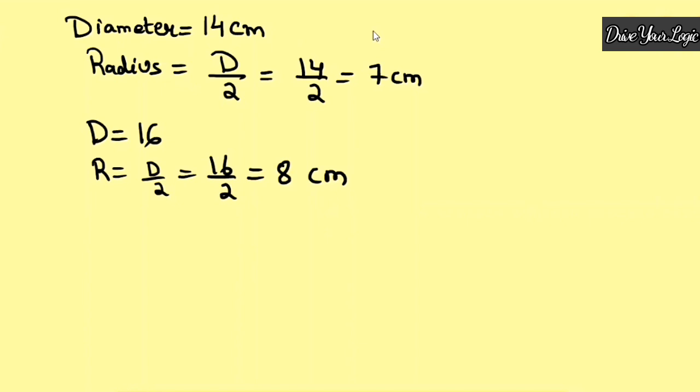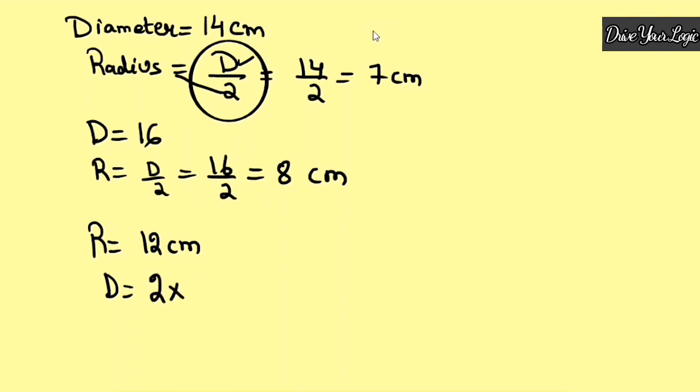Now, for example, radius is given, 12 centimeter. So what will be our diameter? When the diameter is given, you find the radius using this formula. Now, suppose this one you have to find. So what will be here? You have to multiply twice the radius. So that will be 2 into radius, which equals 2 into 12, 24 centimeter.